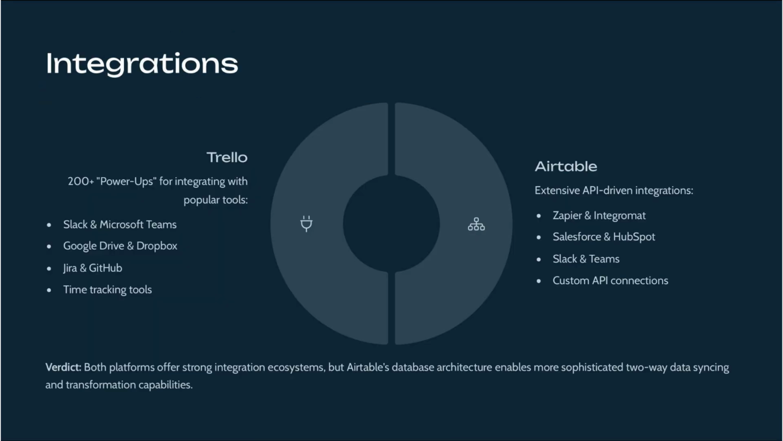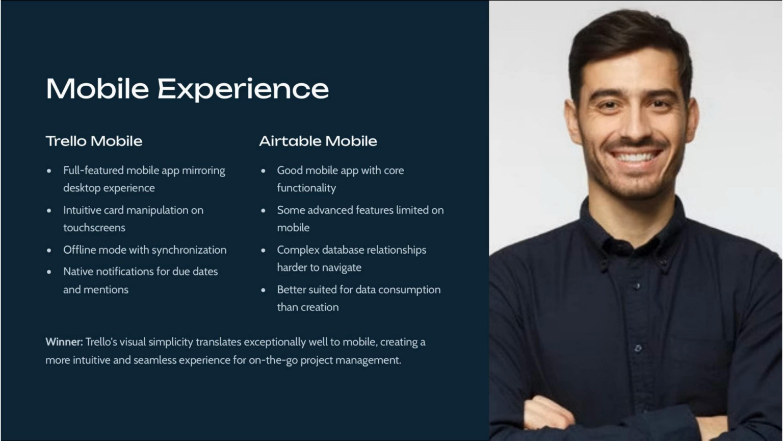Both platforms connect well with other tools, but differently. Trello offers 200+ Power-Ups integrating with Slack, Google Drive, Jira, and time tracking tools. Airtable provides extensive API-driven integrations with Zapier, Salesforce, and custom connections. The verdict: both offer strong integration ecosystems, but Airtable's database architecture enables more sophisticated two-way data syncing and transformation capabilities for complex workflows.